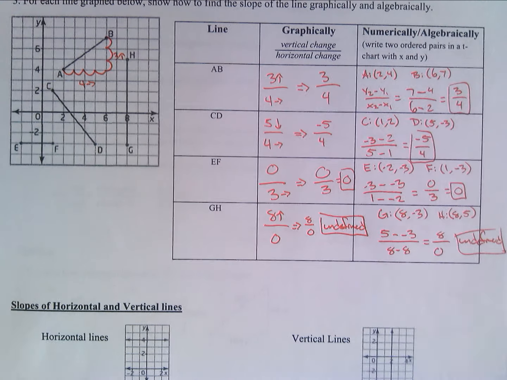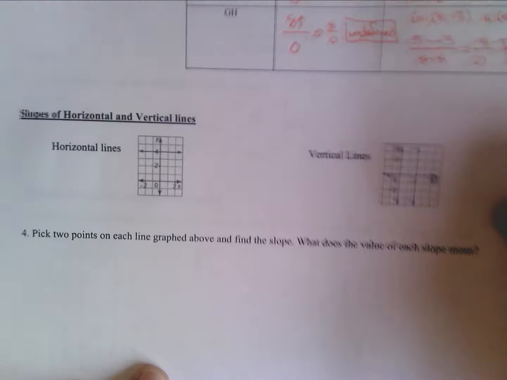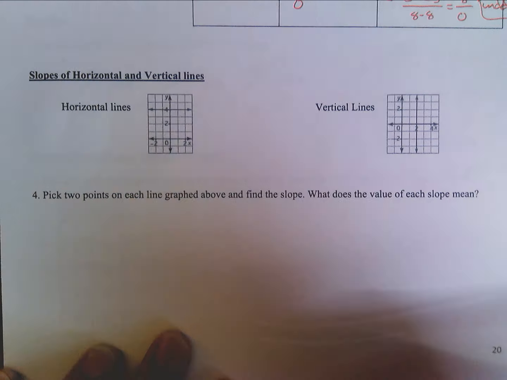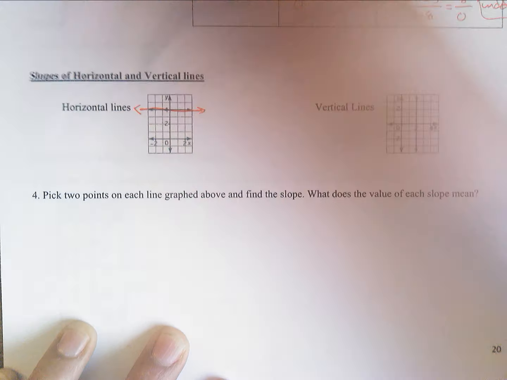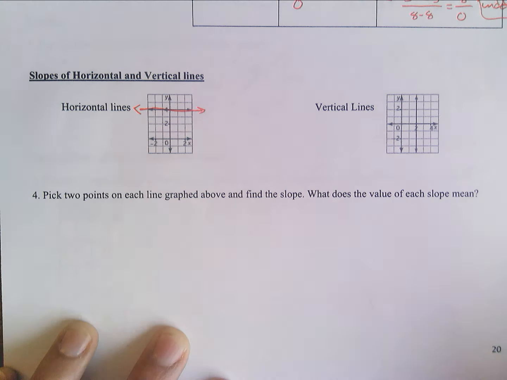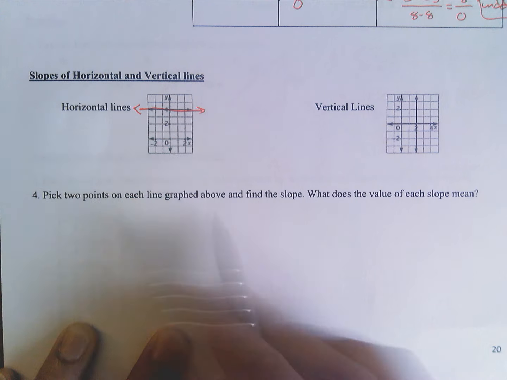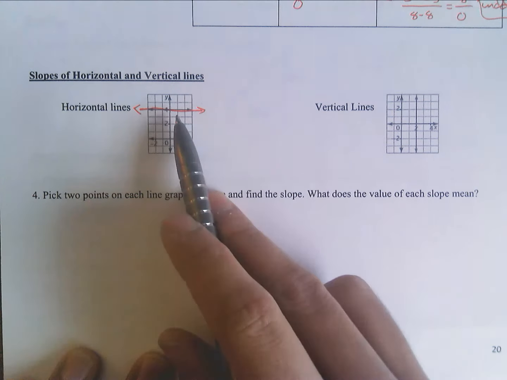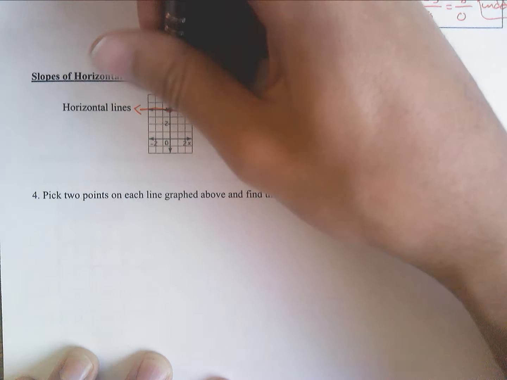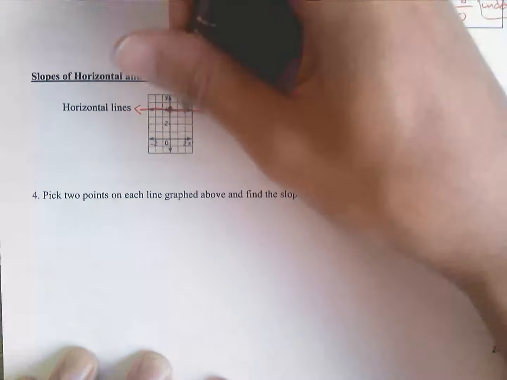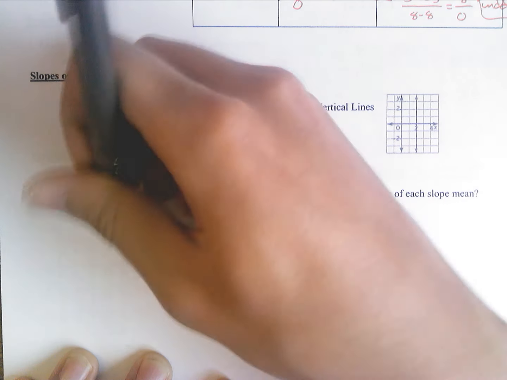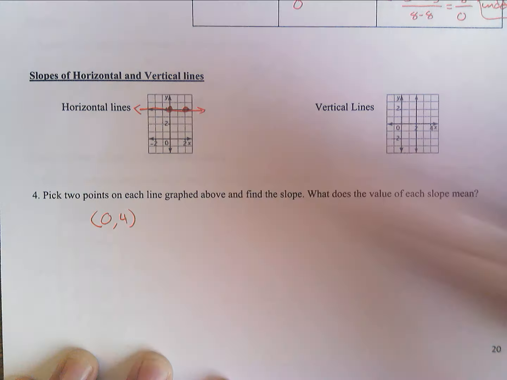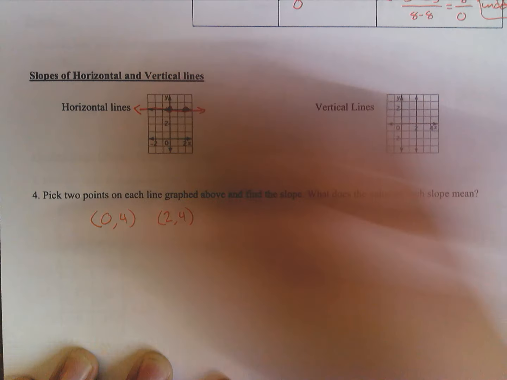Okay? Last thing I want to talk about today are the slopes of horizontal and vertical lines. Let's first take a look at this one here. We've got the line here, and I'm just going to outline it in red just so that it's a little bit easier to see. We've got this horizontal line. Let's pick 2 points on this line and find the slope. So let's choose this point here, and we'll choose this point here. So those points are 0, 4. That's on the y-axis. And we have 2, 4.